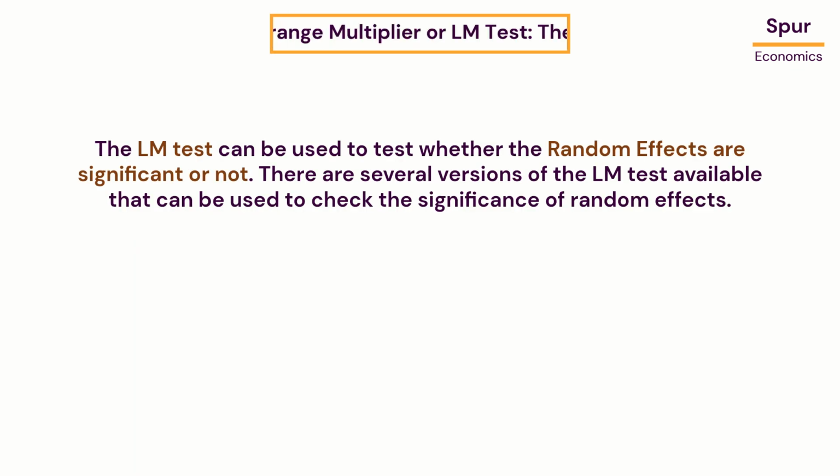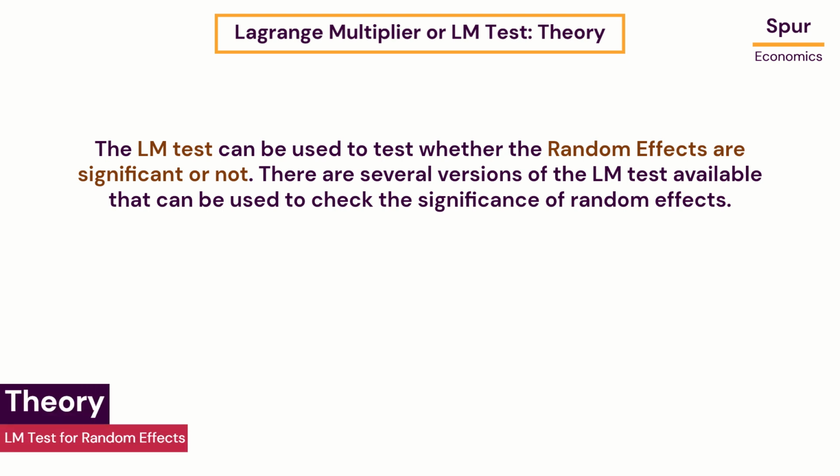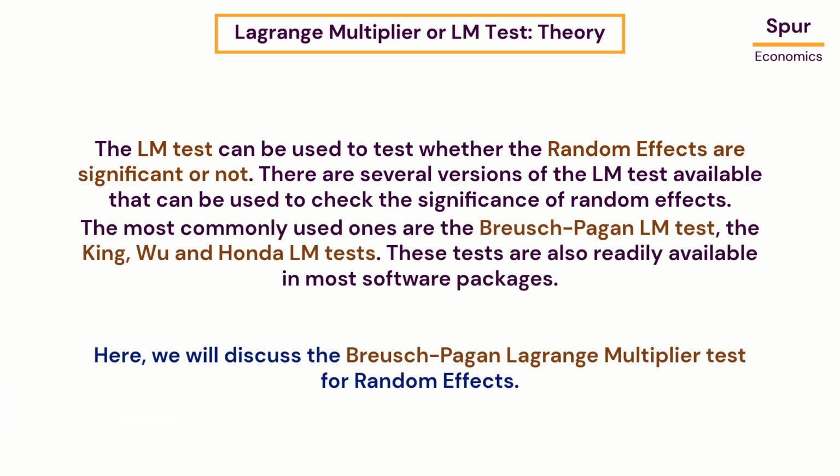The LM test can be used to test whether the random effects are significant or not. There are several versions of the LM test available that can be used to check the significance of random effects. The most commonly used ones are the Breusch-Pagan LM test, and the King, Wu, and Honda LM tests. These tests are also readily available in most software packages. Here, we will discuss the Breusch-Pagan Lagrange Multiplier test for random effects.